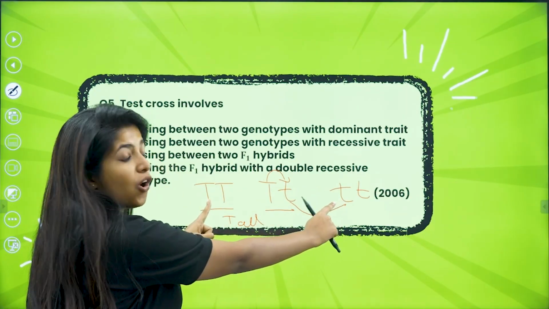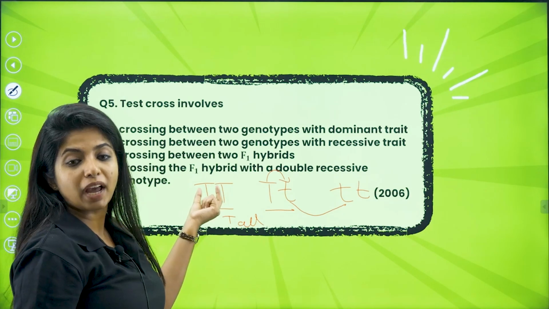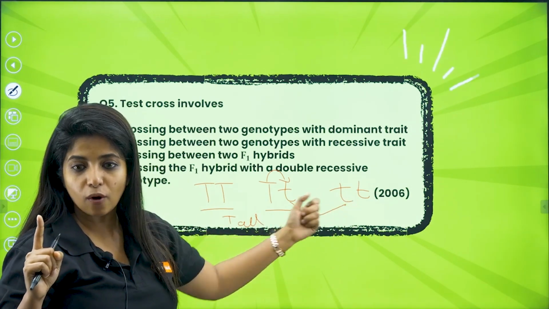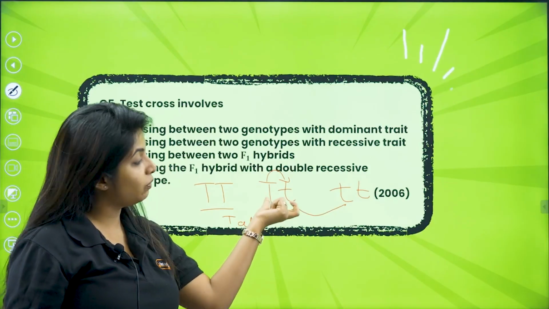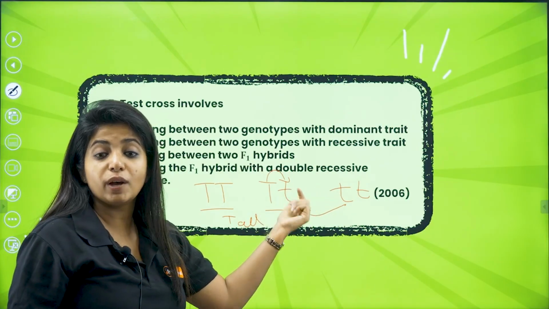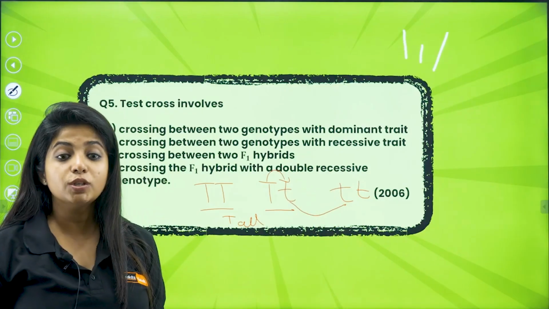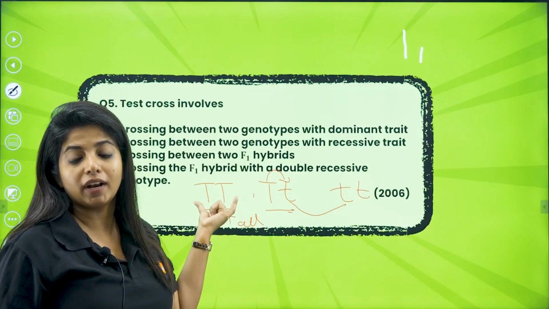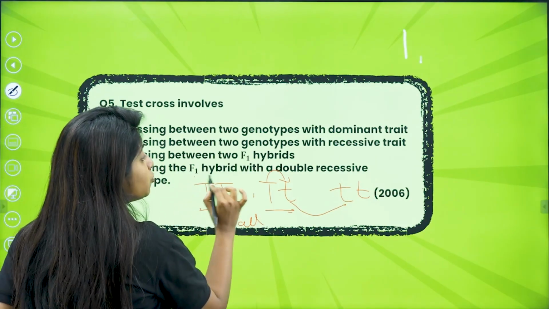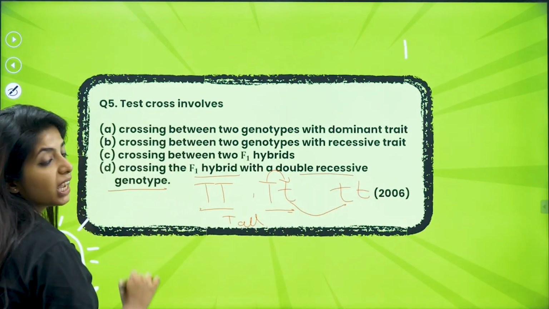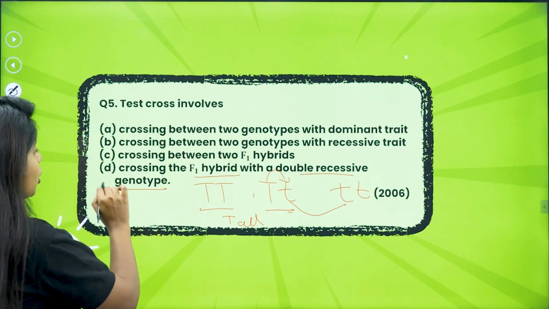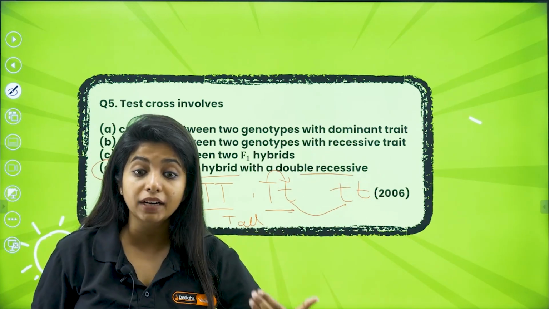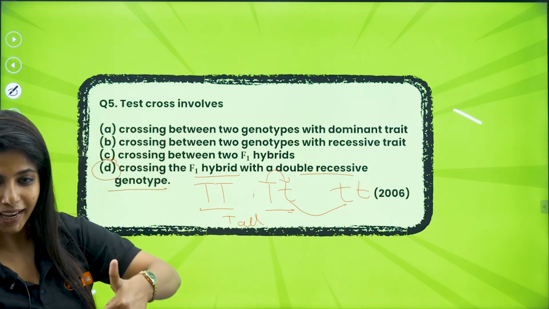When I cross this and this, all of them will be tall only, because here I have 2 capital T. Whatever combination I do, at least 1 capital T will be coming with small t. So all of them will be tall. But when I cross this and this, my dear children, some of them will be dwarf and some of them will be tall. So this is what I mean by test cross. In that way, I'll get to understand whether it is tall like this or tall like this. So crossing the F1 hybrid with a double recessive genotype is known as test cross. If the question had said crossing the F1 hybrid with the double recessive parent, it would also have been fine.